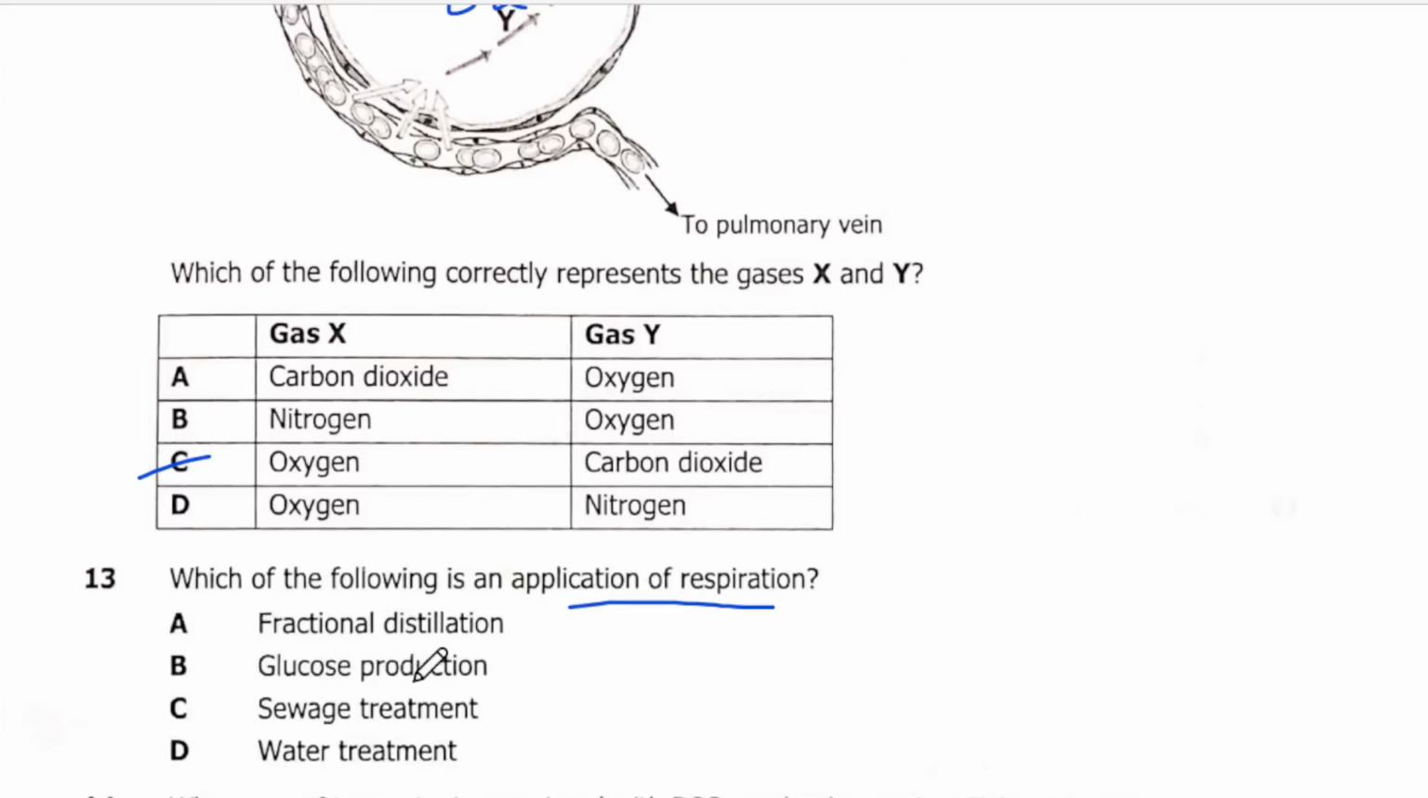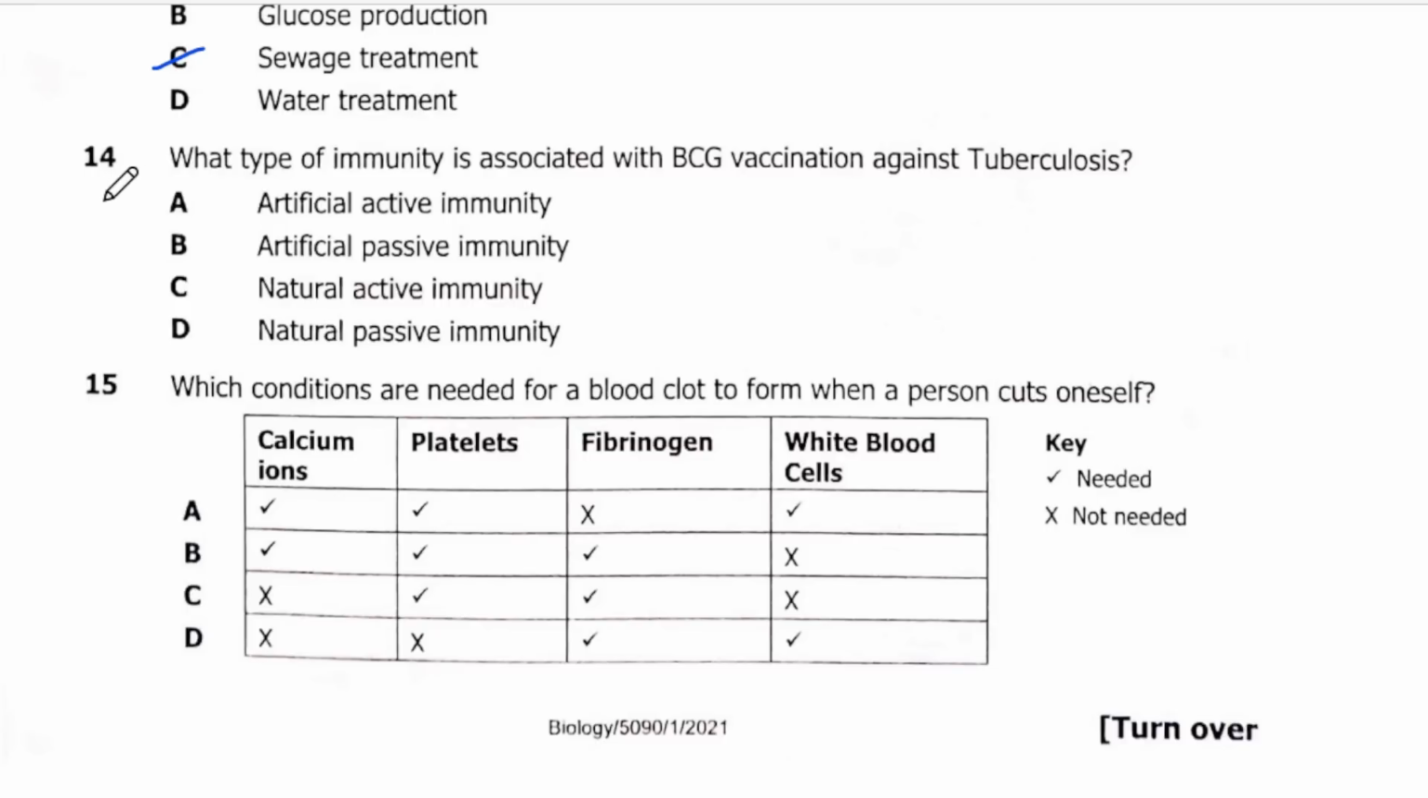Production of glucose, we don't use respiration here. This is mostly photosynthesis. Sewage treatment, yes, we use respiration. So the correct answer here was C. Water treatment, no, we don't use respiration. So for 13, the answer was C.